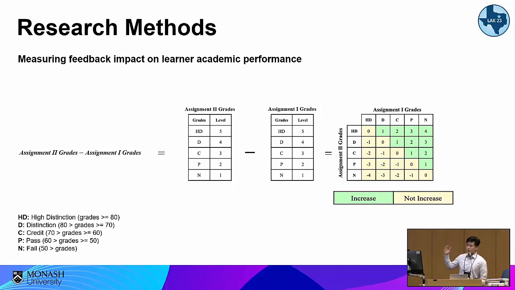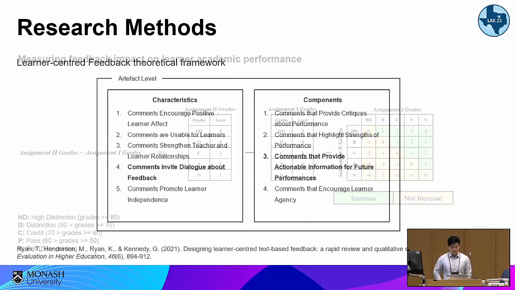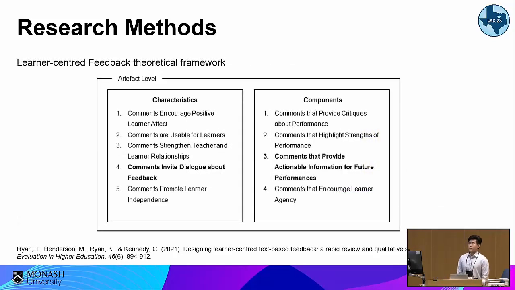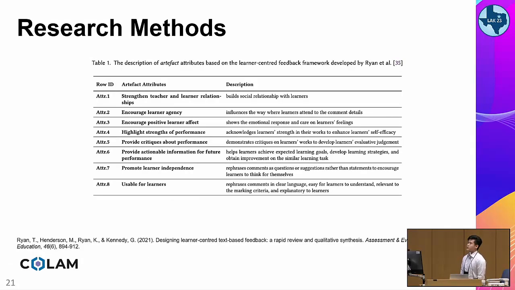So you can see the yellow cells are basically the students whose grade did not increase. And then the green cells are the students whose grade increased. And here are the attributes we use for our analysis. We investigate the learner-centered feedback framework, including the characteristics and also the components, the artifact level. And here's a description of the attributes, and you can find the details in my paper or in the learner-centered feedback framework paper.